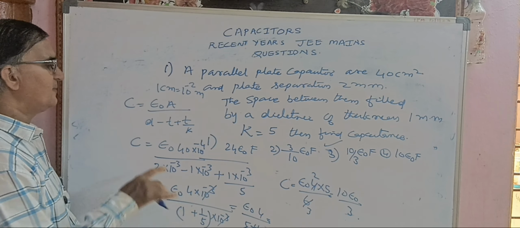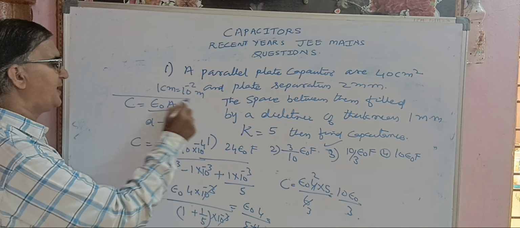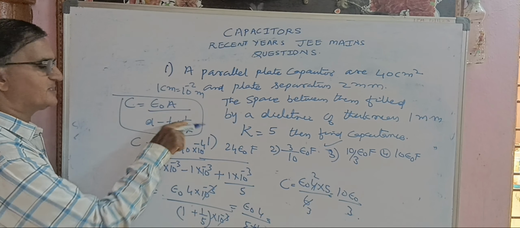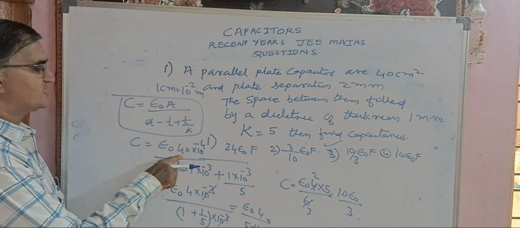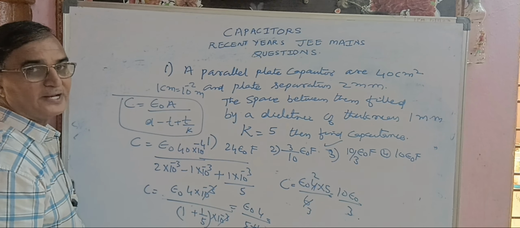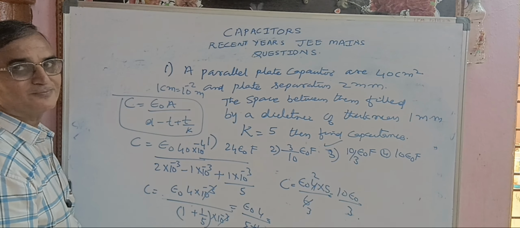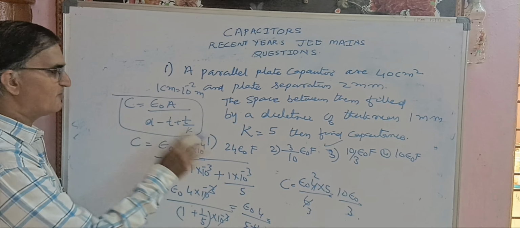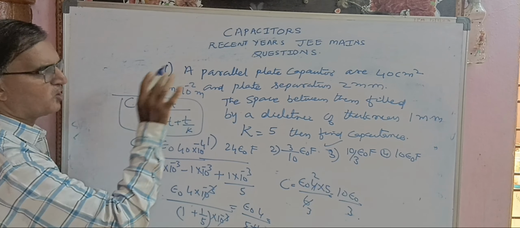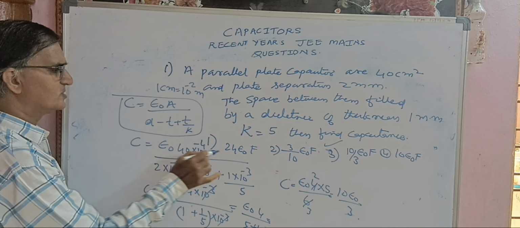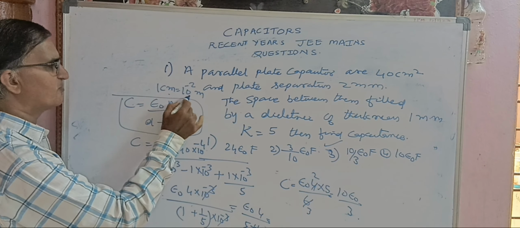See this problem once again. C is equal to epsilon naught A by D minus T plus T by K. In this, all electrical units are measured in the MKS system. MKS system means you convert whether millimeter or centimeter, all should be made into one system. So in that case, 1 centimeter is equal to 10 power minus 2 meters.